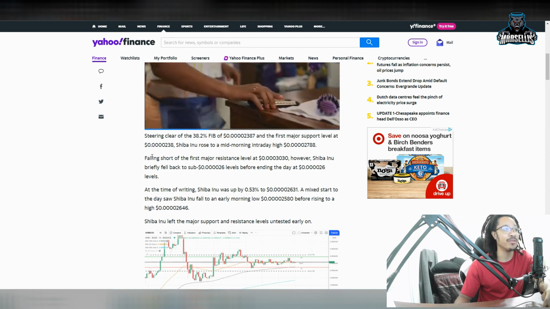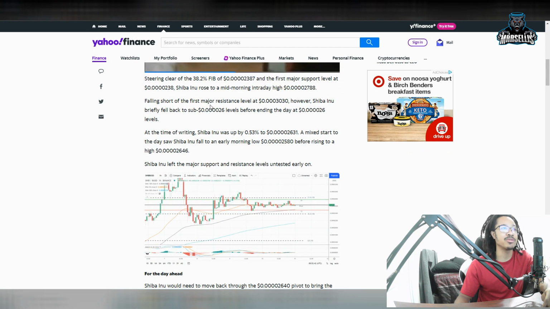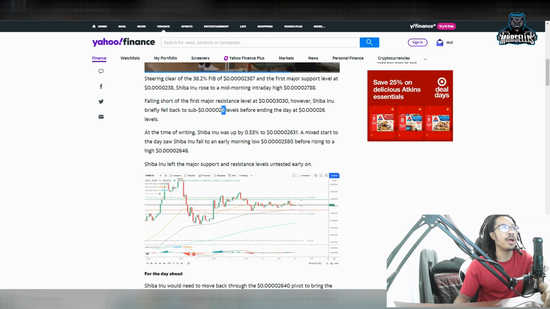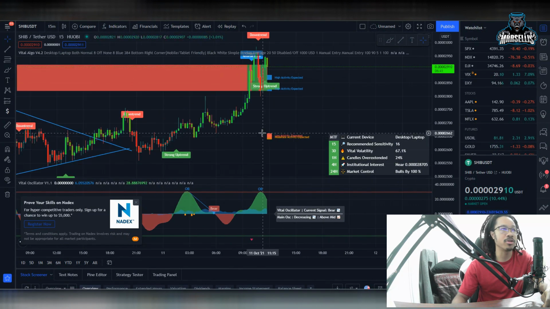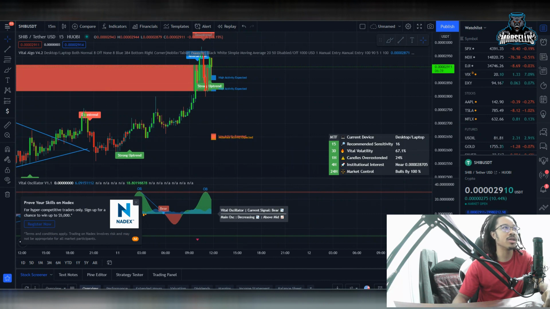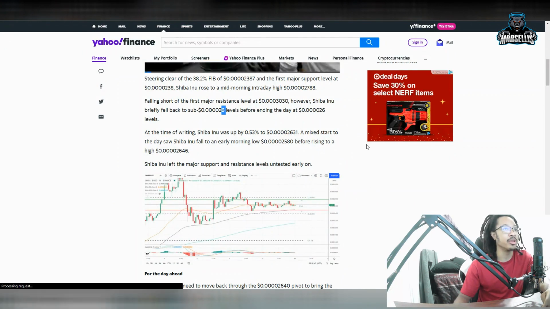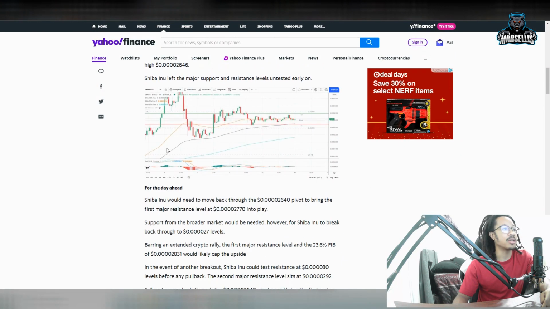Like, this is going really fast right now. Falling short of the first major resistance level at 30 would bring Sheep to 26 levels. But now we're actually pushing 30 right now. We're pushing 29, and we're actually pumping straight up to 30. So this is showing us that we're inside of a bullish pattern here. Really good news there. So this is actually about to be pretty big.